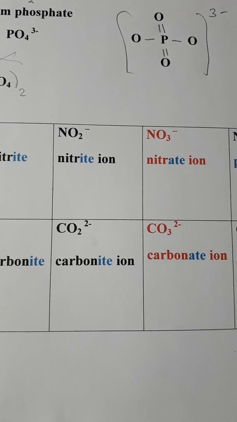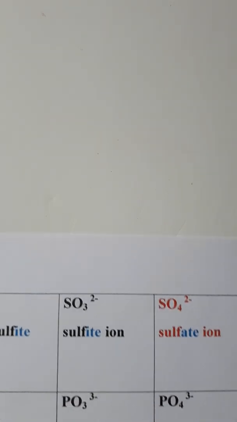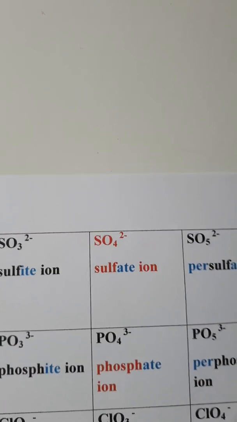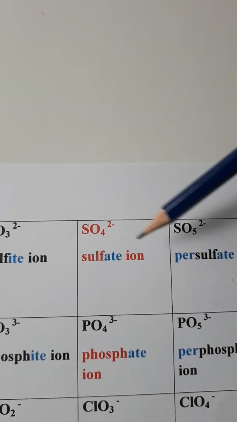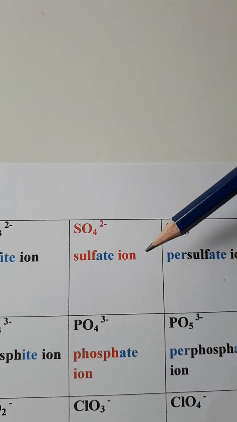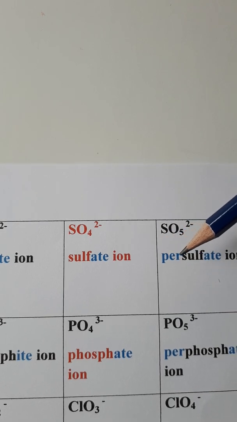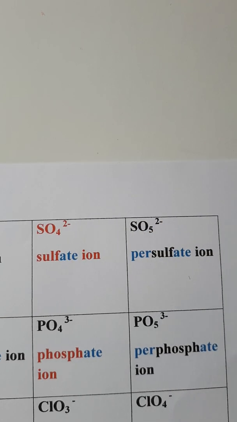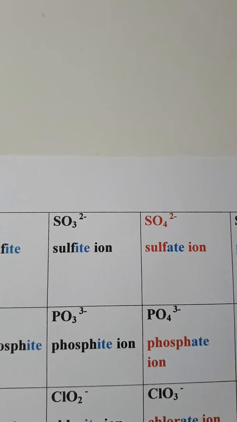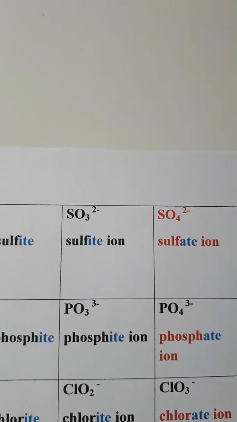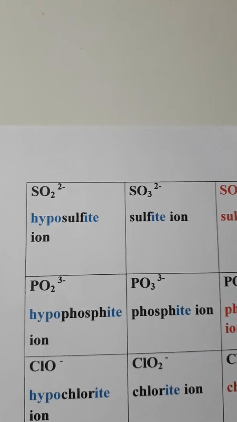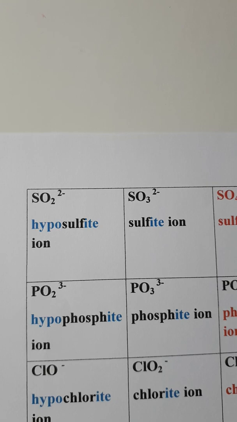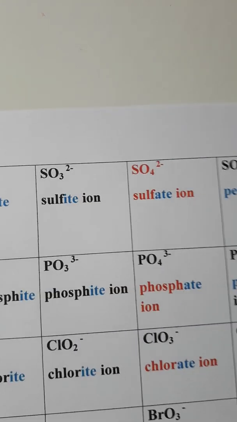Then we go to sulfate. So our red color column for sulfate ion. Add one more oxygen, SO4 becomes SO5 2-. So the per comes as a prefix, persulfate ion. Let's go to the left and remove one oxygen. It becomes sulfite ion. One more, hyposulfite ion. Now the phosphate ion.